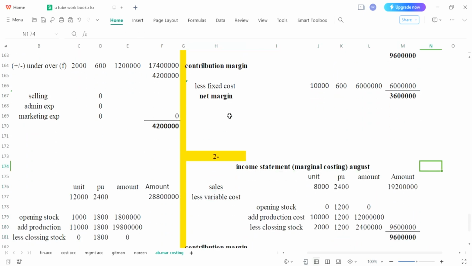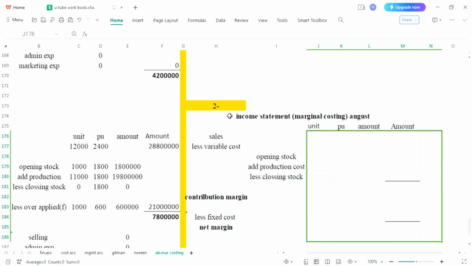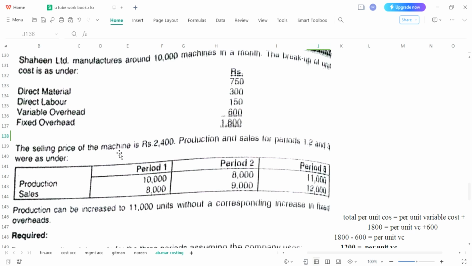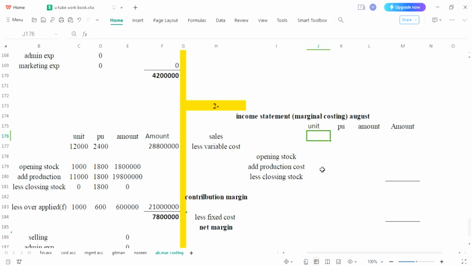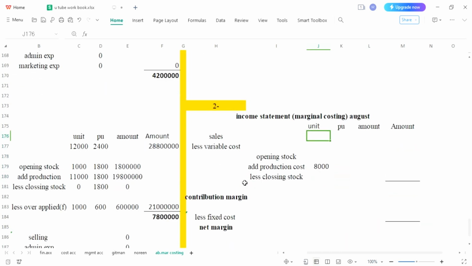Since these values were used to calculate net margin for first part, now they are unneeded, we have erased them. Again we will be focusing upon second part, second period, and what we will do, production is 8000 for second part. Here 8000 number of units would be mentioned. Go up and see for second part 9000 units are sold. So you will write 9000 over here.